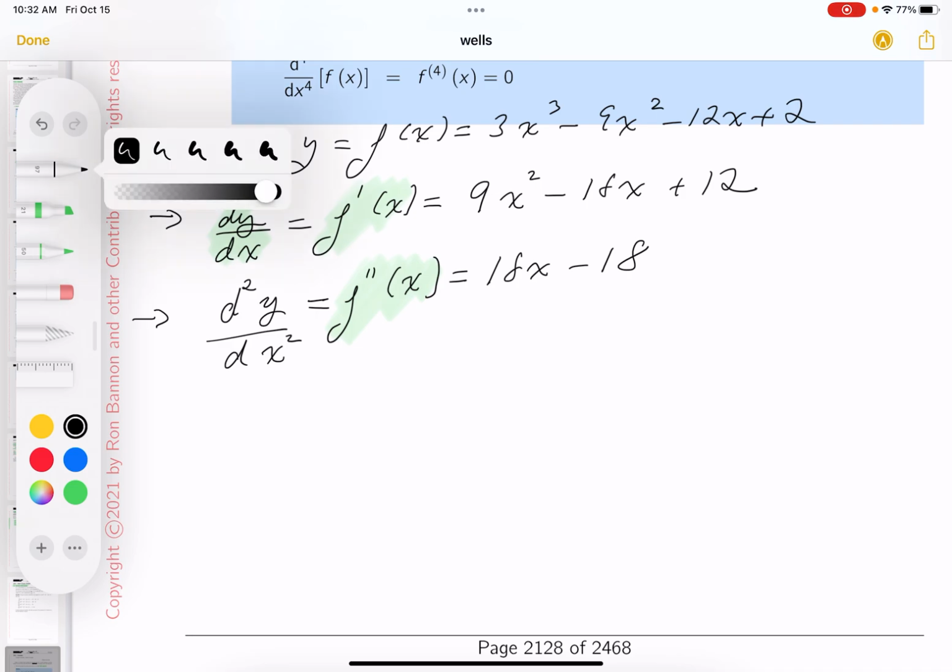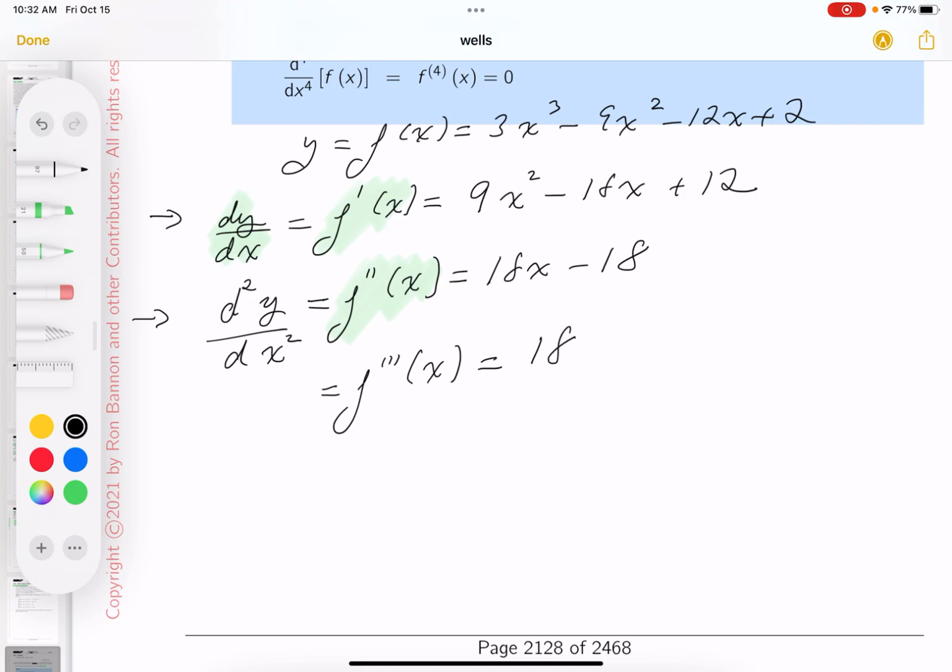Let's put the third derivative down now. Triple prime. What's that going to be? 18. What's the Leibniz notation look like? Not bad. It's d, the 3 goes on the d, y, dx, and the 3 goes on the x. This is the third derivative of y with respect to x.